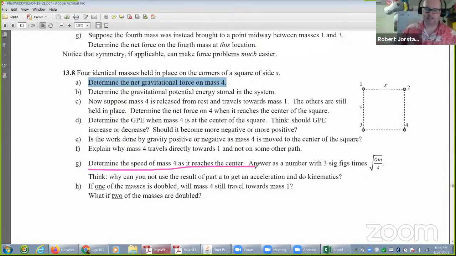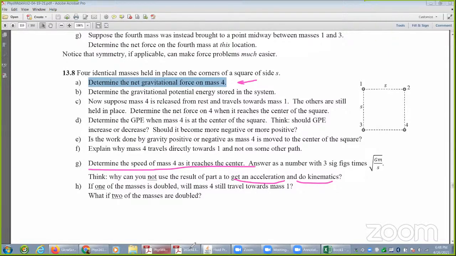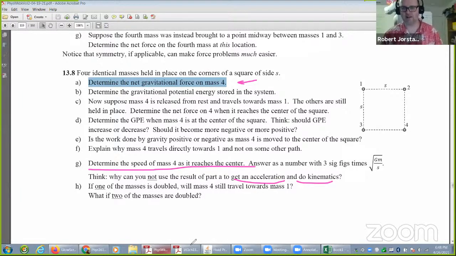How would you get the speed of mass 4? We're almost done. Just hang in there. I promise I'll be done in 2 minutes. Determine the speed. What type of problem do you think that is? You want to get speed. Energy problem? You do an energy problem, right? Why don't you just do forces and then kinematics? Would that work? The acceleration changes. Exactly, because the force changes, the acceleration changes.